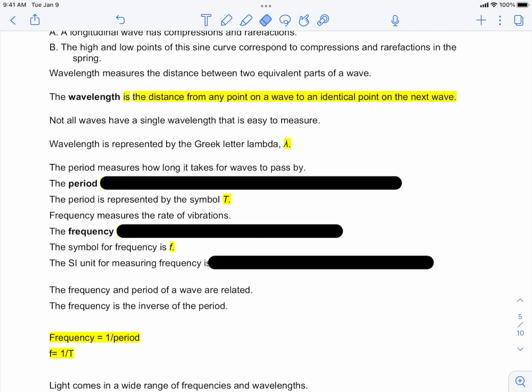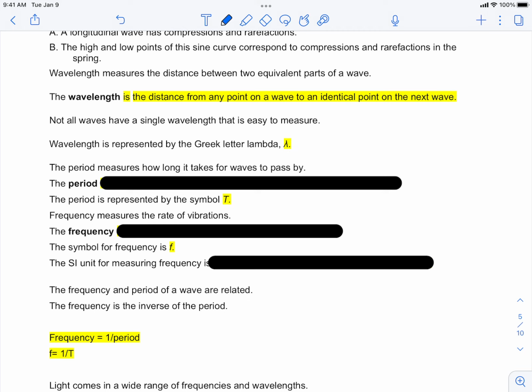Some waves are like waves in the ocean, very easy to measure the wavelength. Some waves are very, very small, like waves of light, a lot harder to measure the wavelengths. But we represent that with the Greek letter lambda, as you can see there. It's kind of like an upside down Y. This is the Greek letter lambda, and you'll be drawing it a lot, so get used to seeing it.